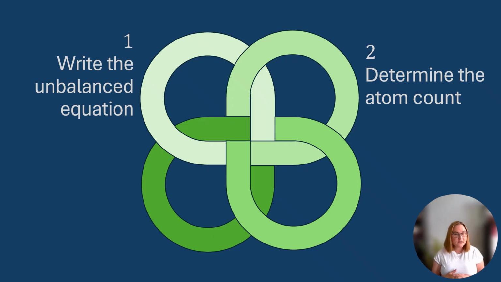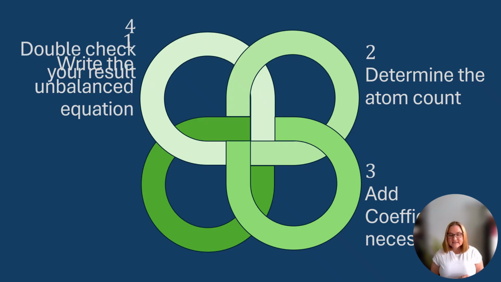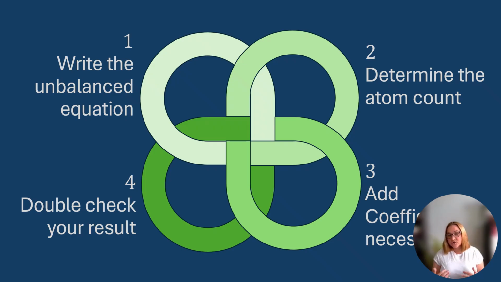It's not a super great quiz question if that's the case, though, so you'll likely have to add some coefficients to your equation. Changing a coefficient in front of a formula changes the number of formula units you have, while changing the subscripts in a formula changes the entire compound that you have. You'll need to take care to do the former and not the latter. Lastly, double check your atom count now that you have your coefficients in place. If the count still isn't equal on both sides of the reaction arrow, then you're not done yet.